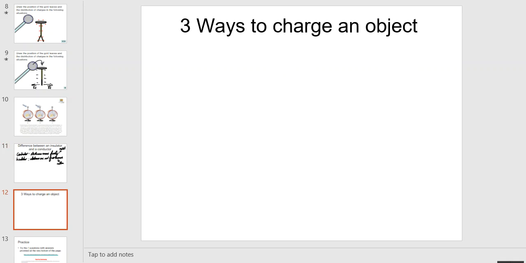Okay? Another thing we didn't talk about that's super important is how to charge an object. We used some ways to charge objects, but we didn't actually officially write any of those down. So which ones do you know? How did we charge objects? Friction. Friction is the first one. Do you guys know why friction causes an object to get charged?